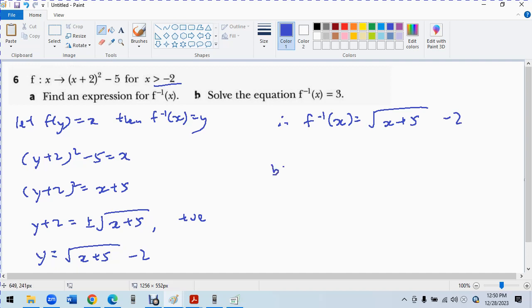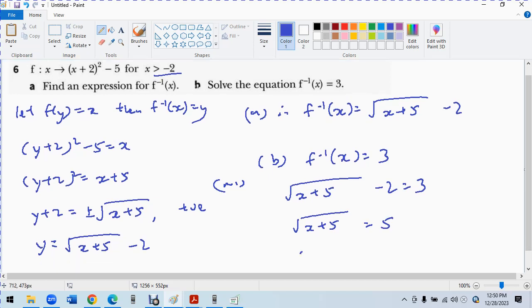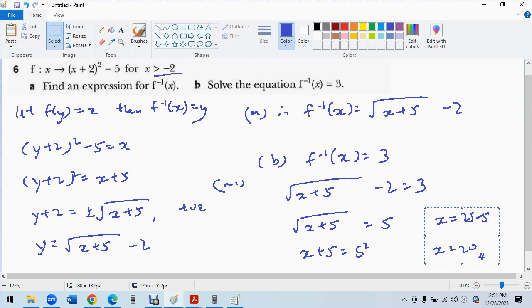Part B, f inverse of x equal to 3. Then we have the square root of x plus 5 minus 2 equal to 3. This one we have two methods to solve it. For method number 1, we follow the question. Then we have the square root of x plus 5 equal to 5. Then x plus 5 is equal to 5 squared. So we have x equal to 25 minus 5, x equal to 20. So the answer is x equal to 20.